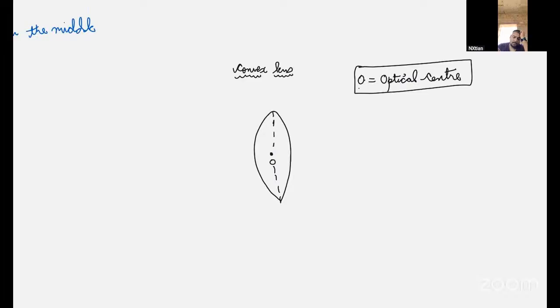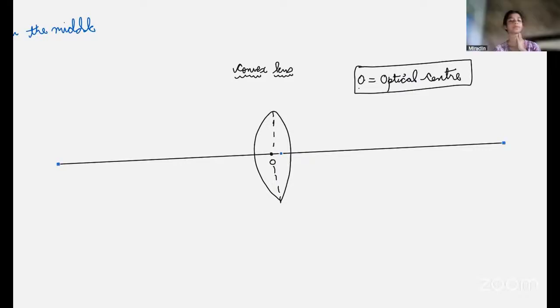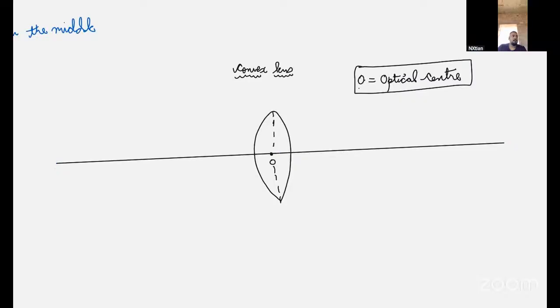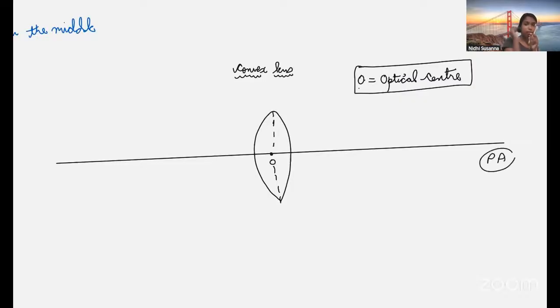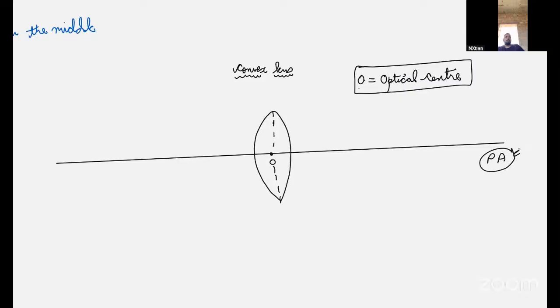Now, a line passing through the pole, a line passing through the pole. Principal axis. So everything else is the same other than the pole. We'll check it out.